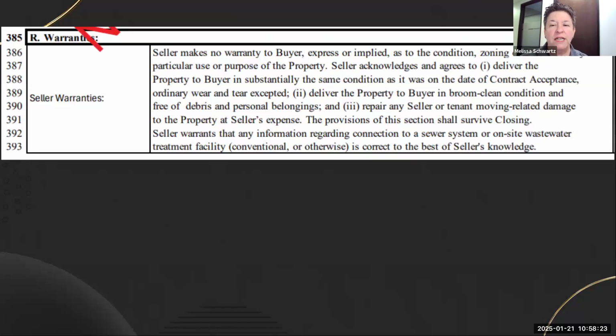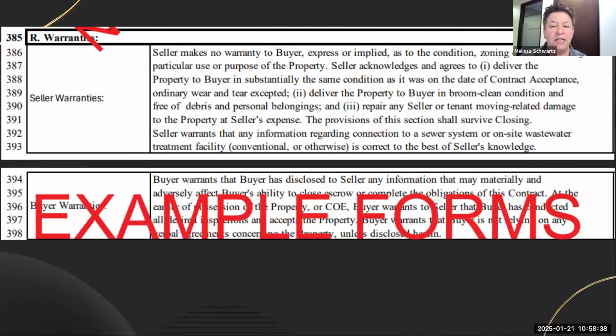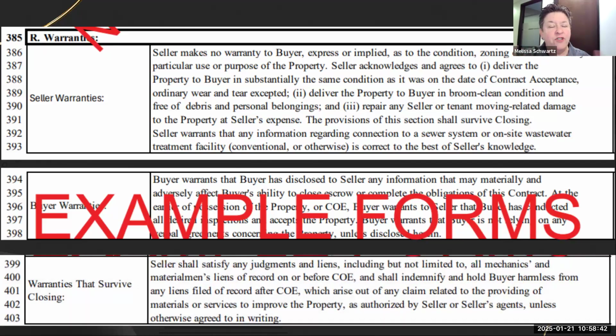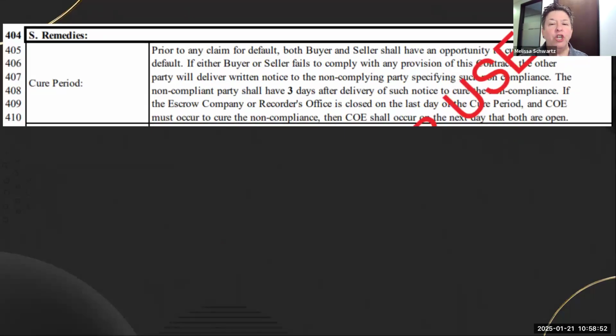So, seller warranties: that the property will be in the same condition as of the date of acceptance. These warranties are pretty similar. I haven't seen anything that's jumping out here that would be different. Buyer warranties: that they've disclosed their ability to purchase, very similar to AAR. I think they've just reworded these sentences so that they're slightly different, so they could not copy them because they were copyrighted. Warranties that survive closing. Cure period.